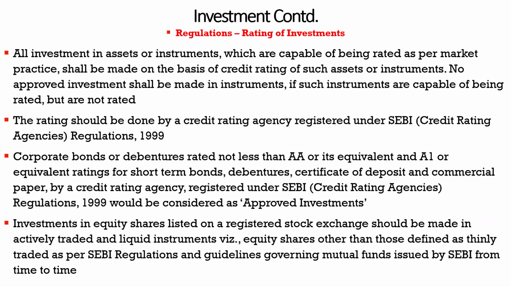Corporate bonds or debentures rated not less than AA or its equivalent, and A1 or equivalent rating for short-term bonds. For corporate bonds and debentures it is AA, and for short-term instruments like certificates of deposit and commercial paper, by a credit rating agency, meaning all money market instruments, they should be rated A1, registered under the same SEBI regulation, to be considered as approved investments.